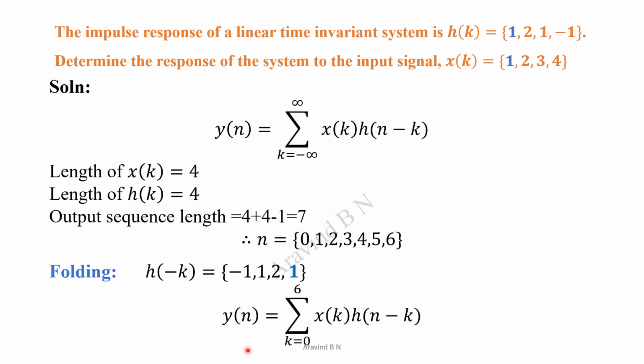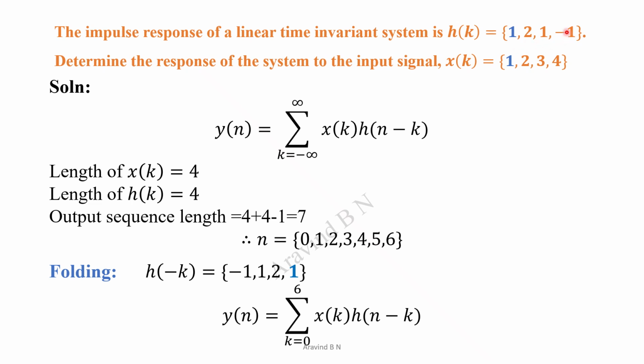Right? Now, defining the convolution sum with respect to the given finite range, we are going to have y of n is equal to summation k is equal to 0 to 6 x of k h of n minus k. Now first step, folding operation. So h of k is available. Identify h of minus k. With respect to the origin, perform the folding operation.